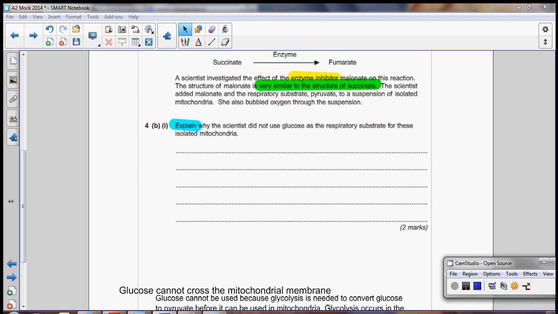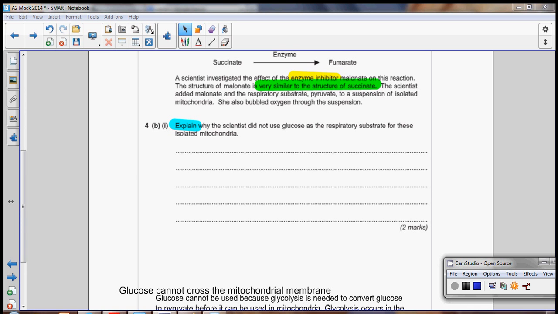Looking at this question, it's asking us why the scientists didn't use glucose for these mitochondria. So glucose isn't an appropriate thing to give to isolated mitochondria because isolated mitochondria don't use glucose. Glucose is used in glycolysis, and mitochondria don't carry out glycolysis, they carry out the link reaction and the Krebs cycle. The link reaction requires the pyruvate, which is normally generated by glycolysis, whereas the Krebs cycle requires acetyl-CoA.